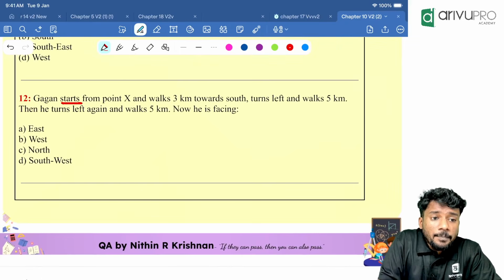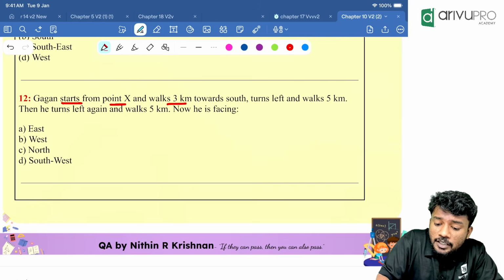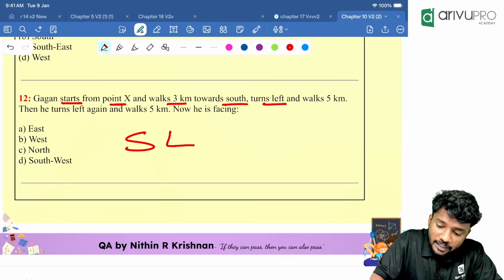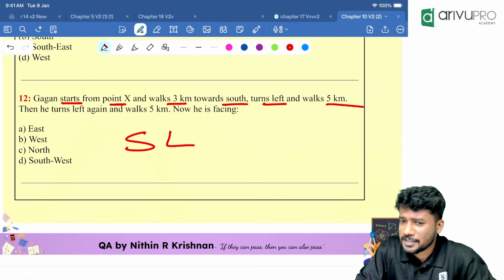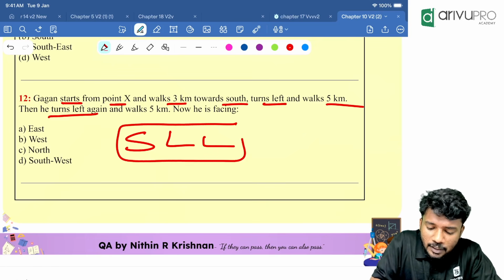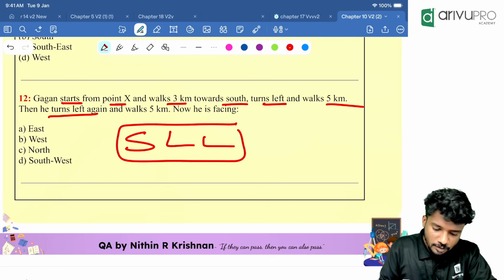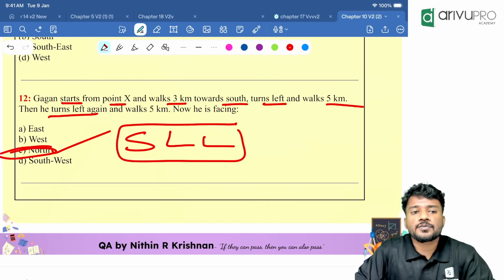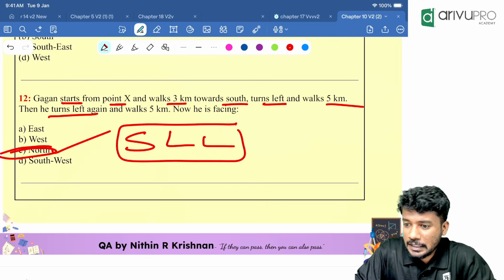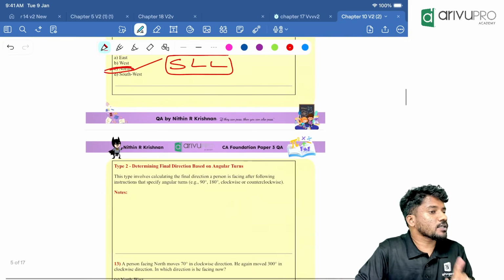Gagan starts from point X and walks 3 km towards south, then turns left and walks 5 km. We don't want the kilometer size and all here, right? Then walks left again. Then, south, left is what? North. Answer is what? Option C. Understood this? Are you getting the point? Yes.